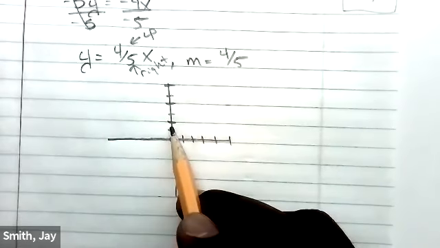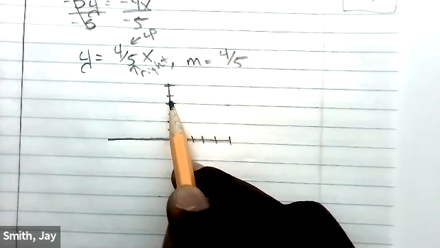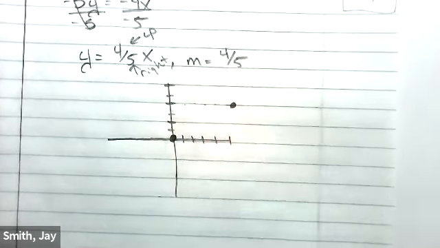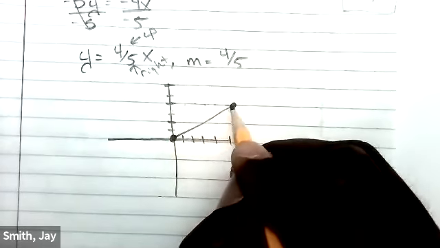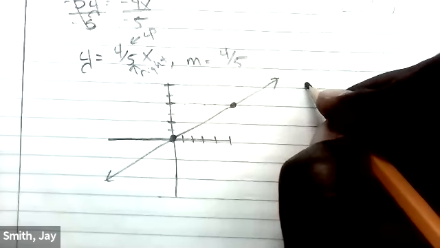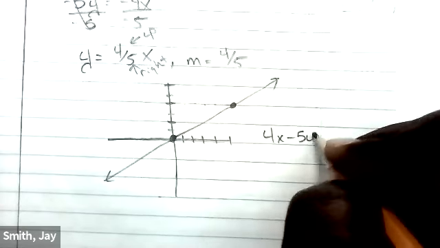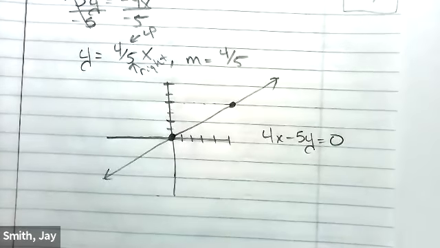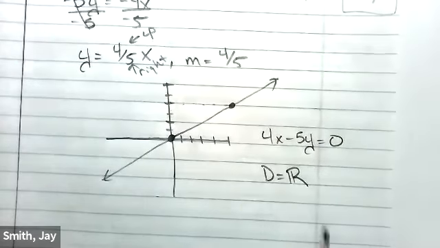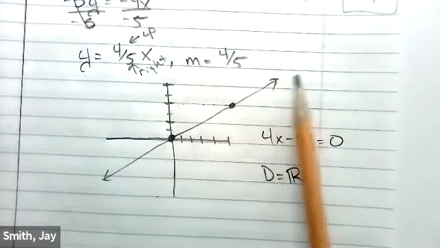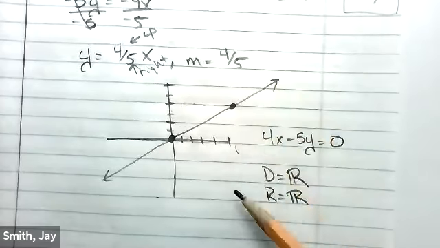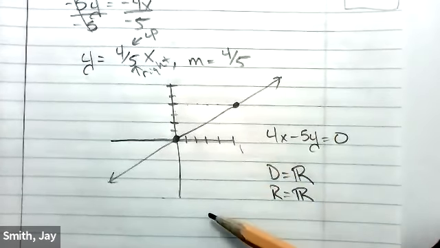So from this point, we can go up 1, 2, 3, 4. And to the right, 1, 2, 3, 4, 5. But once we have 2 points, that's enough to define a line. So we can connect these points. And that's the graph of our equation, 4x minus 5y is equal to 0. Now our domain is the entire real number system, which is from left to right, all the way from negative infinity to infinity. Our range is also the entire real number system. It goes up and down forever, or reaches from negative infinity to infinity.